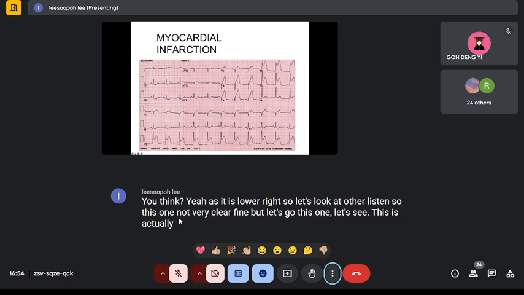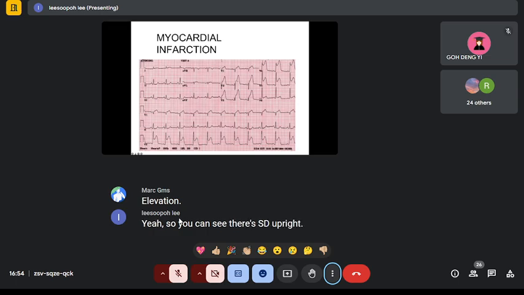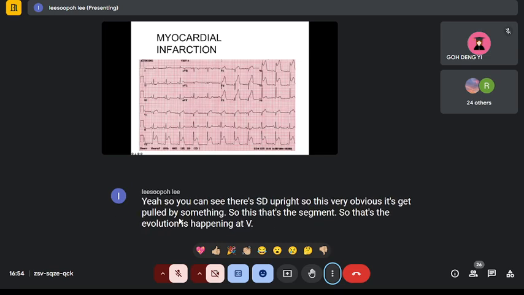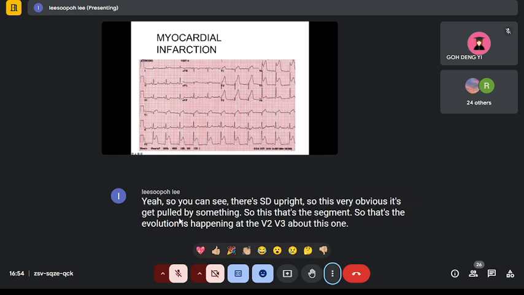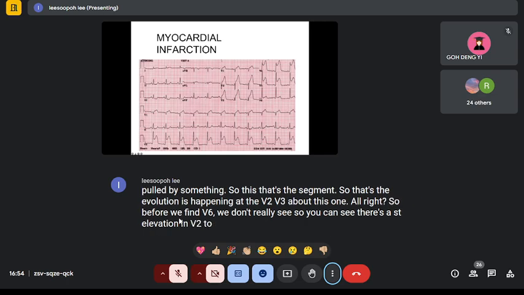Let's say this is the isoelectric line. What happened here? This is your ST elevation. You can see there's ST up, right? This is very obvious, it's being pulled by something. So the ST elevation is happening at V2, V3. How about this one? High, right? V4, V5, V6 we don't really see. So you can see there's ST elevation in V2 to V5.